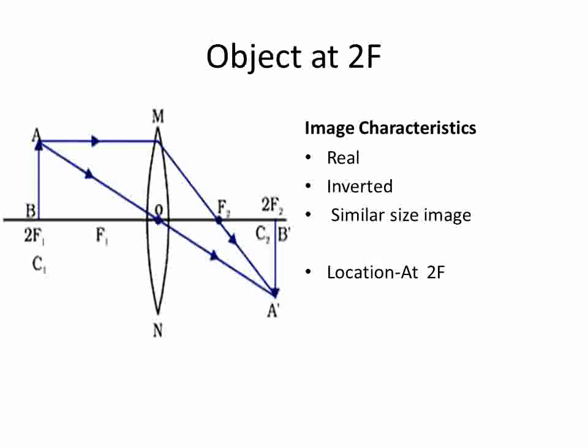Now characteristics of the image. Number one, real. Light is actually coming; the intersection of the light rays is real, therefore a real image. Real images are always inverted. And here is a similar size image. Length of object AB is equal to length of image A dash B dash. And location at 2f. Object is at 2f and image is at 2f. Similar size.